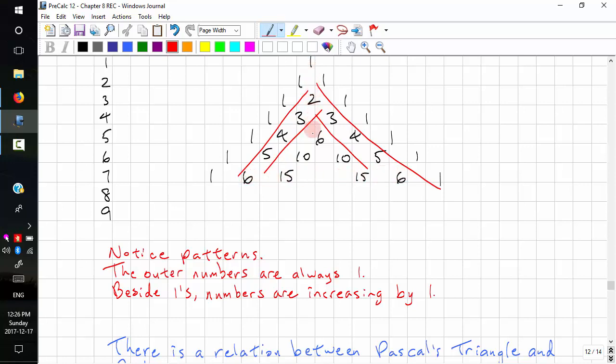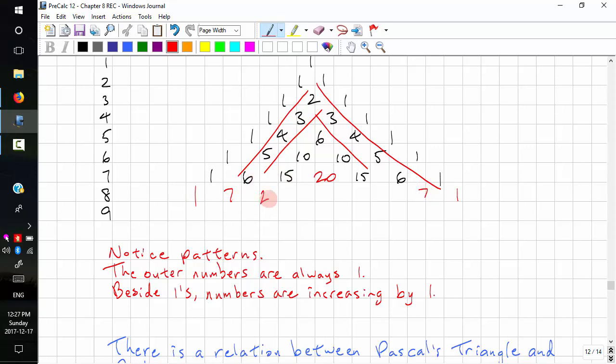But if we're always considering going down, we can see that 1 plus 3 is 4, and 3 plus 3 is 6. So let's try that on the next one. 4 plus 6 is 10. 5 plus 10 is 15. So we can assume that that's the pattern for now. 10 plus 10 is 20. We said the outside is always 1, and we said the next number is increasing.